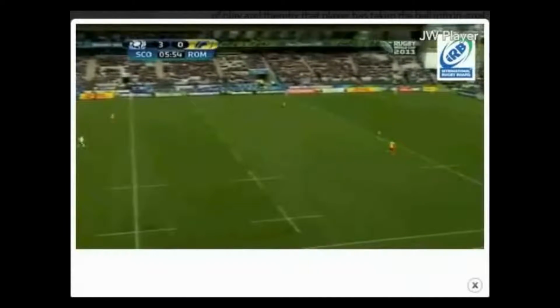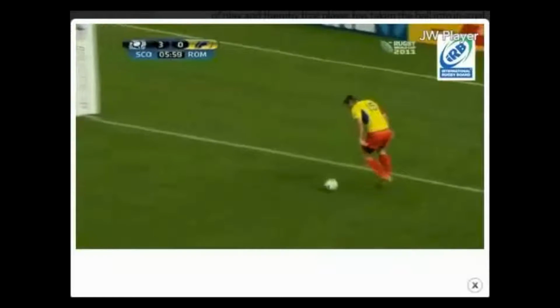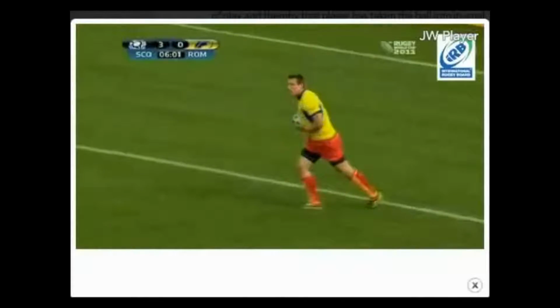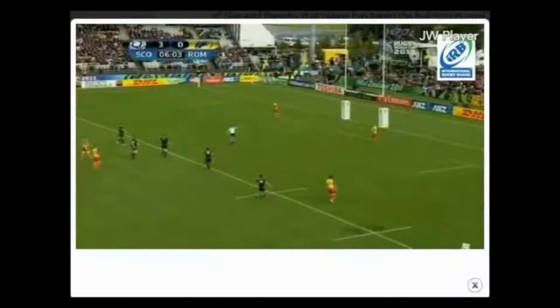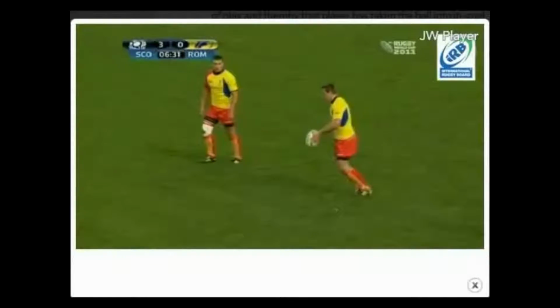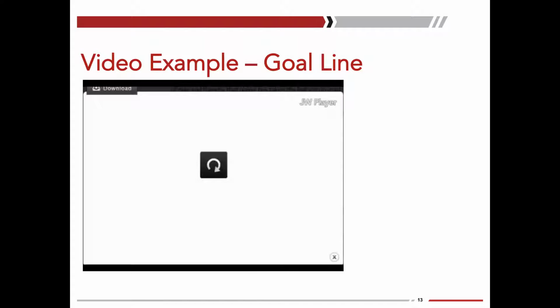And again, we've seen this tactic in the past where a player will put their foot across the line, and therefore, as the ball was still rolling, it would have been brought in by the kicking team. As of January 1st, this decision is now a 5-meter scrum, as the team in yellow brought the ball into their in-goal as they played it before it crossed the plane of touch. Excellent.